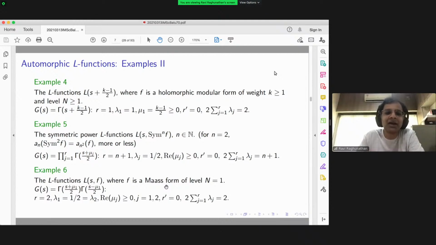And finally, we can also look at Maass forms of level n, and we have a similar description. Again, in that case, R equals 2. Gamma functions appear only in the numerator. Lambda 1 equals half, lambda 2 equals half, and the real part of mu j again will be greater than or equal to 0. I've chosen a Maass form of level n equals 1. That's important, as we will see. R prime, the number of factors in the denominator, is 0, and twice the sum of the lambda j's is 2. Okay, so this should be familiar. All right.